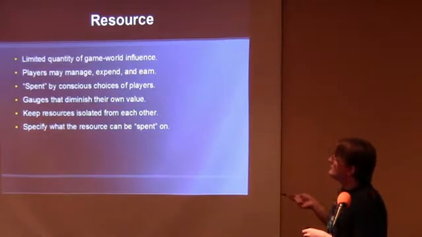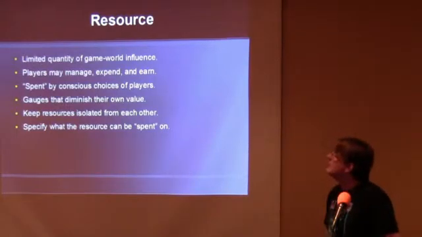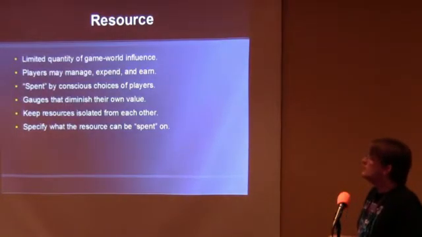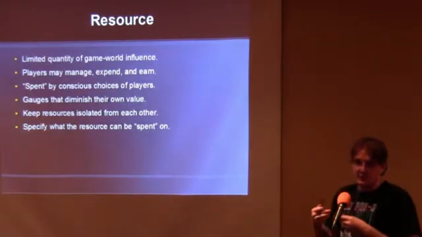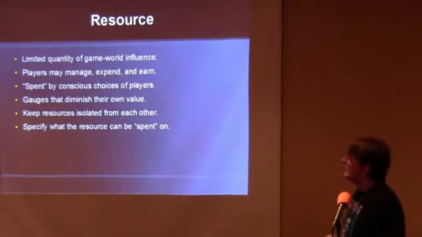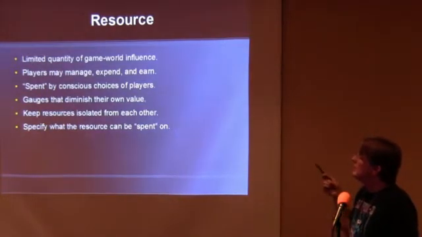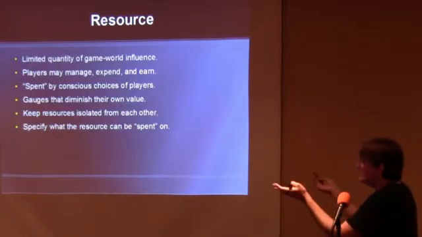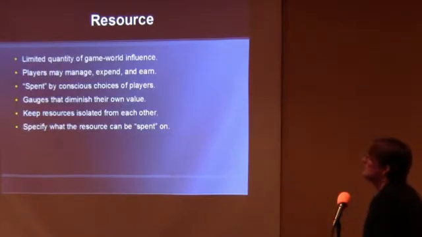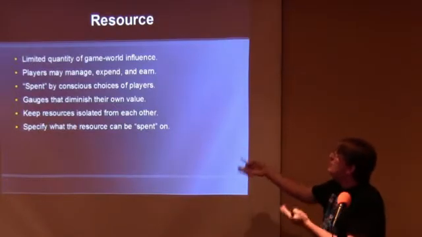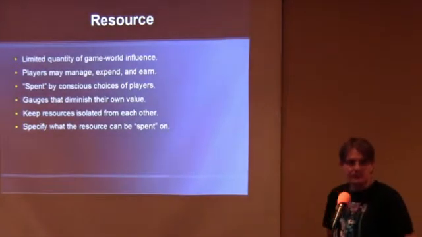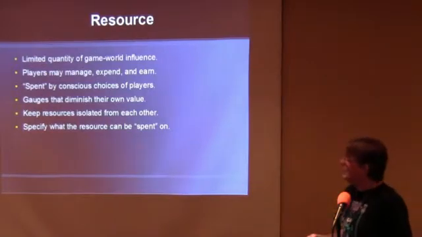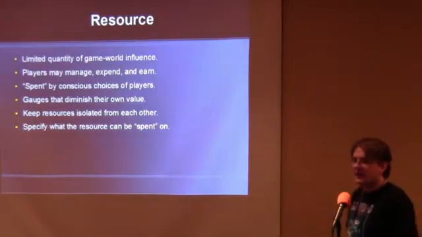Resources are a type of gauge that are a limited quantity of game world influence that players may manage, expend, and earn. This is what you're talking about over there, that it's not something you spend. This is what you can spend. It's spent by conscious choices of players and gauges that diminish their own value, keep resources isolated from each other, and specify what resources can be spent on. But those are things you should do when you use resources. So it's a way for players to interact with the gauges by conscious choice. Exactly. You choose to spend things.